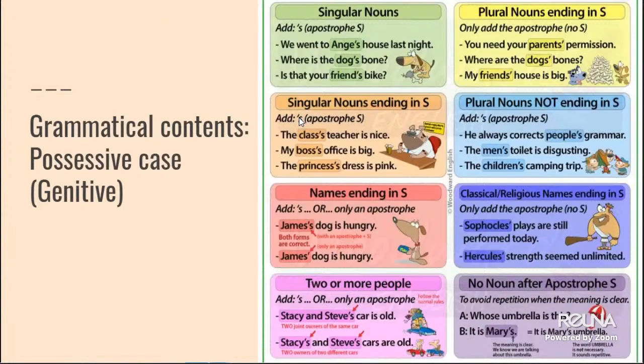Singular noun ending in S, agrega apostrophe S. For example, the class's teacher is nice. My boss's office is big. The princess's dress is pink. Mire que enredado esto. The princess's dress is pink. Parece un tongue twister. Right? Entonces, singular nouns ending in S, sí o sí se le agrega apostrophe S, pero con los nombres está la opción de quitarlo, la S. Y el resto de los casos usted ya lo conoce. ¿Ya? Singular nouns que terminan en cualquier otra cosa, apostrophe S se le agrega. Plural nouns que terminan en S, no se le agrega la S, sino que se deja el puro apostrophe. All right.